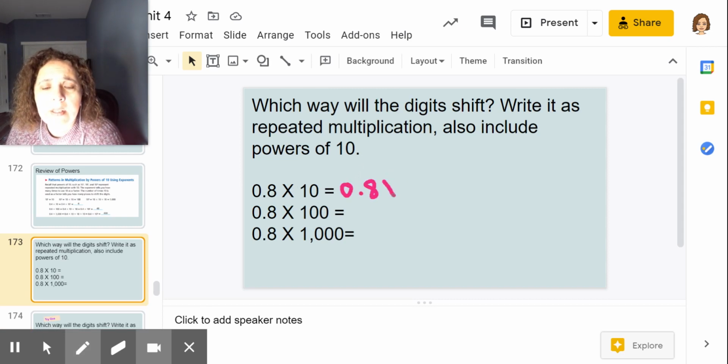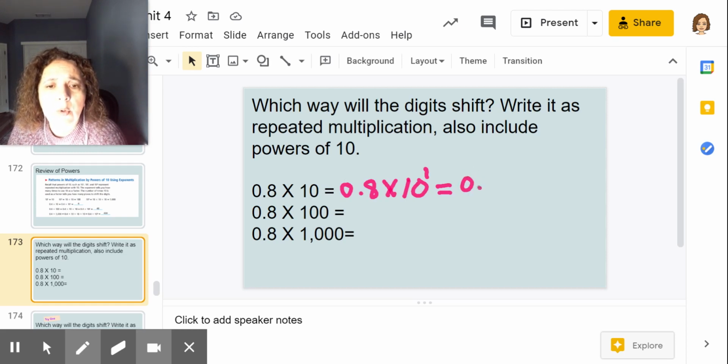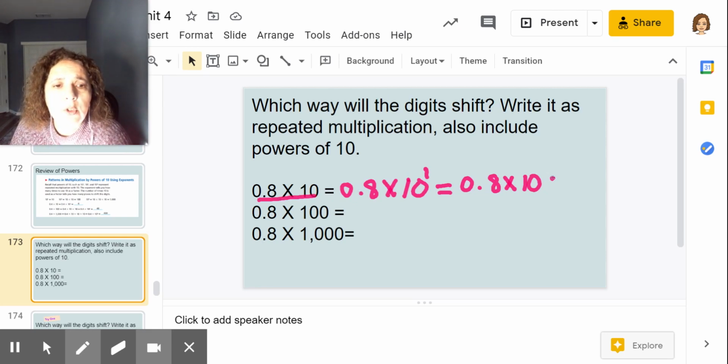0.8 times 10. And how many tens do I have? 1, right? So it's to the first power, which is the same thing as 0.8 times 10, only 1 ten, because I only have 1 ten. I'm basically rewriting that equation again, right? Which is equal to, forget the decimal, ignore the decimal, and just think of it as 8. What's 8 times 10? 80.